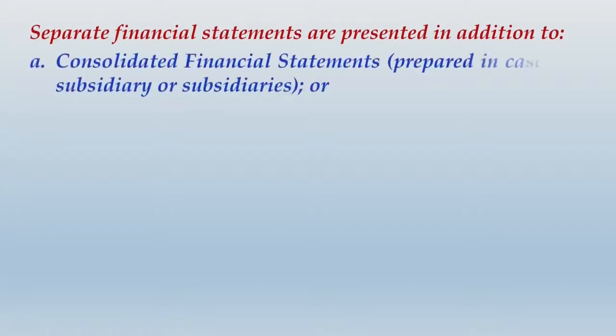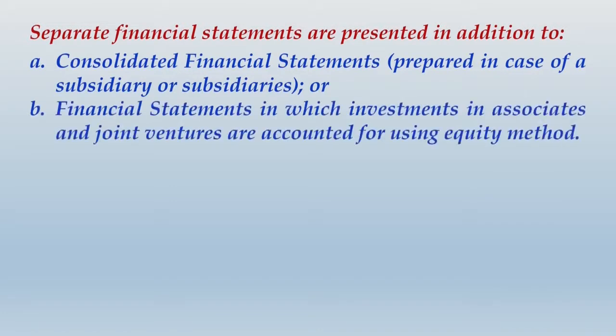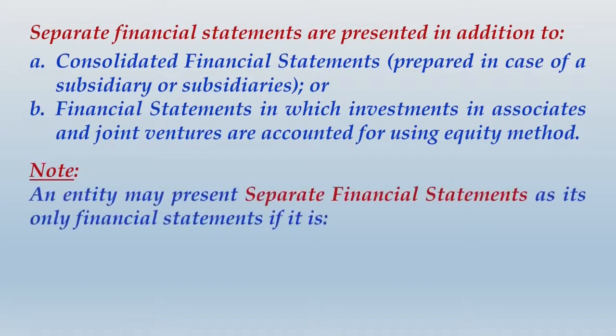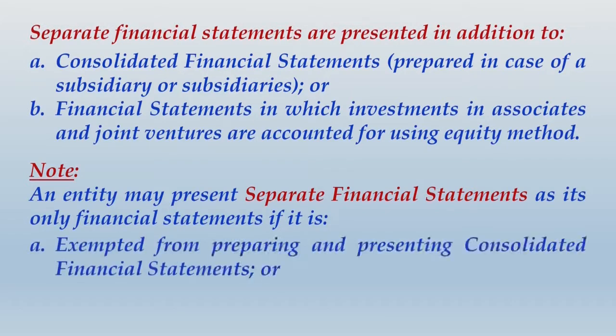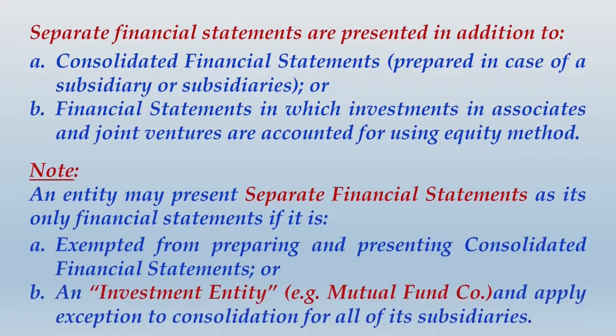Let us write some notes in this regard. Separate financial statements are presented in addition to consolidated financial statements prepared in case of a subsidiary or subsidiaries, or financial statements in which investments in associates and joint ventures are accounted for using equity method. Note: an entity may present separate financial statements as its only financial statements if it is exempted from preparing and presenting consolidated financial statements, or is an investment entity, for example a mutual fund company, and applies the exception to consolidation for all of its subsidiaries. Friends, write this up and then I will give you some additional notes with respect to investment entity.